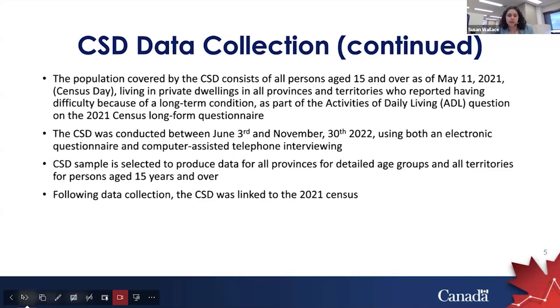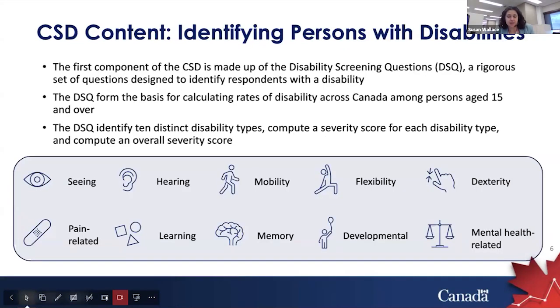And the CSD sample is selected specifically to produce information for detailed age groups within all provinces, and then for the territories, persons aged 15 years of age and over. And then following the data collection, the CSD was linked to the 2021 census, which gives us additional information on persons with disabilities, but also gives us information for persons without disabilities. So the CSD identifies persons with disabilities through the disability screening questions, which produce information for 10 separate disability types. There's also a severity score that is produced for every individual disability type, as well as a global severity score that produces information for all survey respondents.